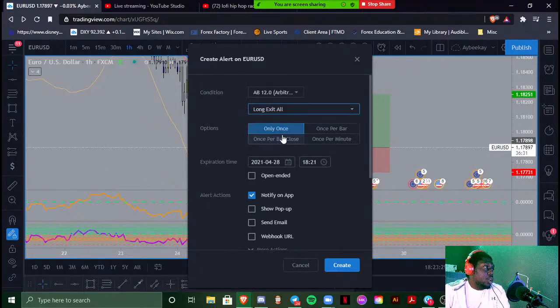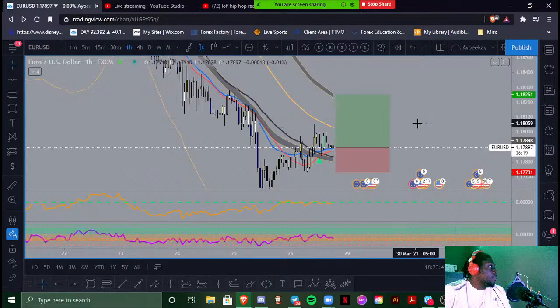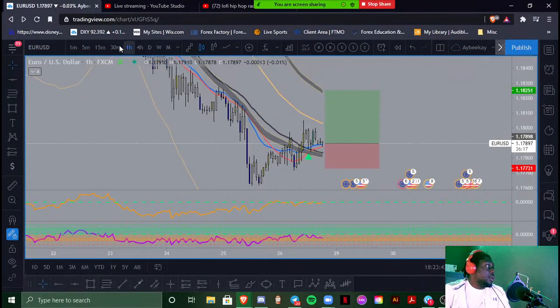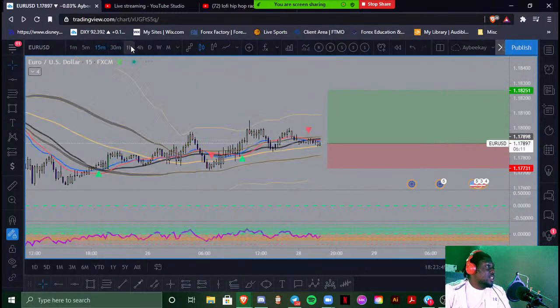Long exit all. I'm gonna put only once, because sometimes I forget to turn off an alert and it just keeps going off. So I'm gonna put only once, and then that'll make me be like, okay, I gotta be alert for the exit. So that's for Euro USD 1 hour. The 30-minute time frame is called for the buy. It's riding along the RSI line. The 15-minute time frame is calling for the sell, but I'm not really using the 15-minute time frame.